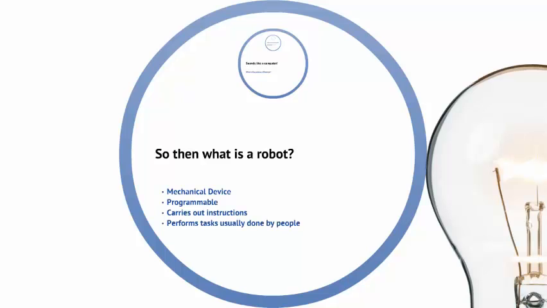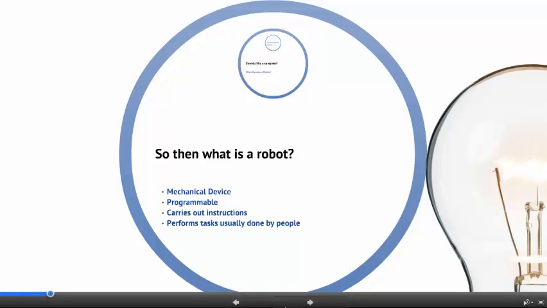So that expands this into a number of different things. Keeping those four things in mind, it's a mechanical device, it's programmable, it carries out a set of instructions, and it performs tasks usually done by people, we can start to narrow down what we're talking about when we look at what a robot is.